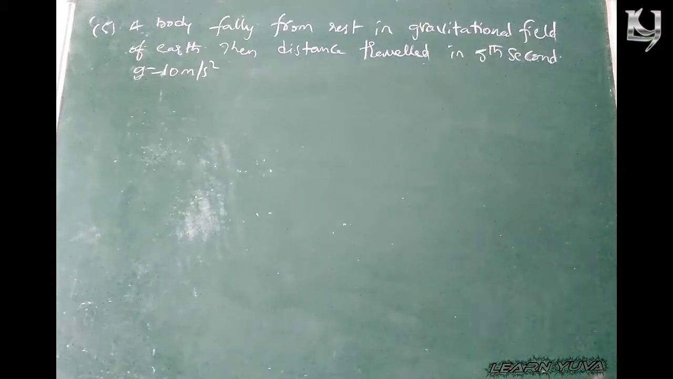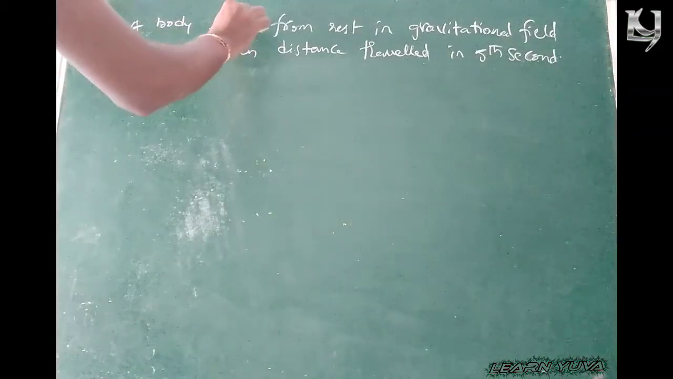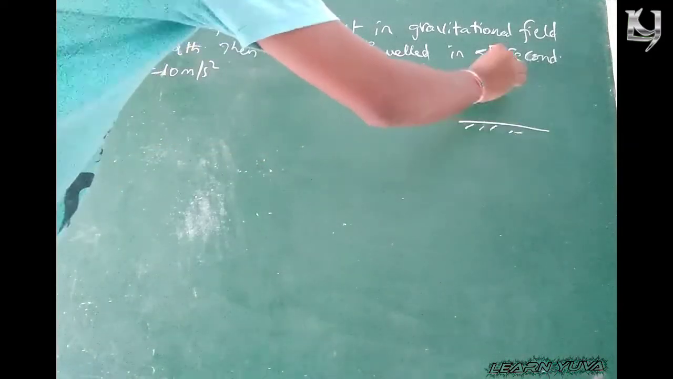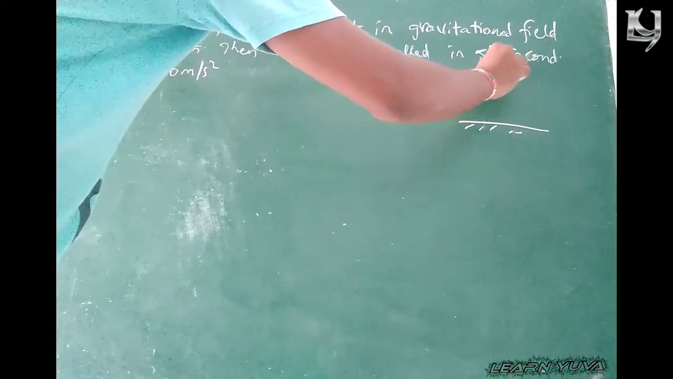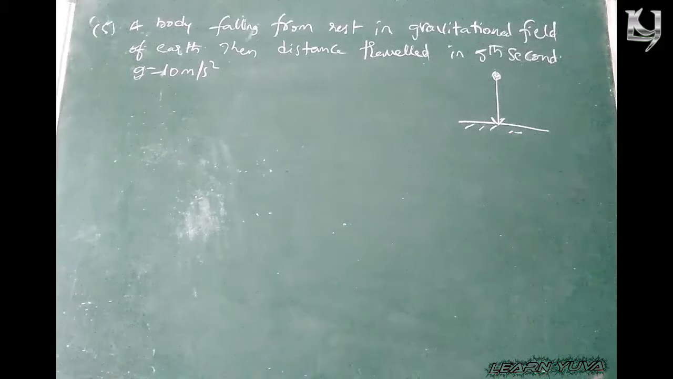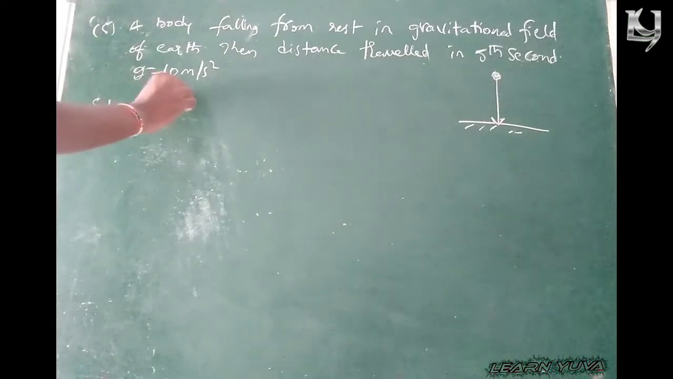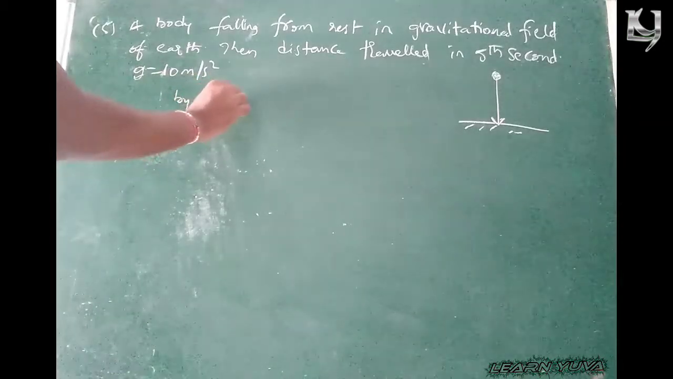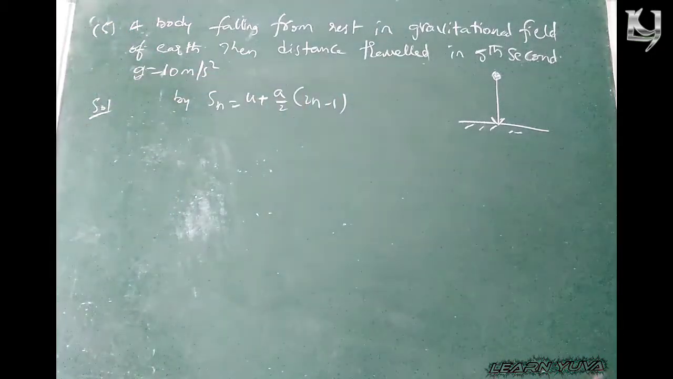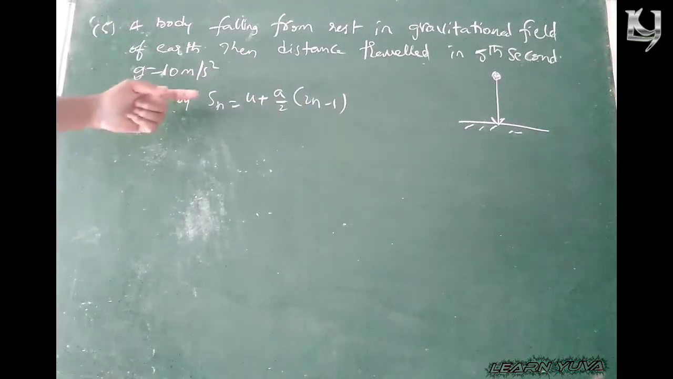A body is falling freely from rest, from the ground. The body falls freely in the gravitational field of Earth, then what is the distance traveled in the 5th second? He asked for the 5th second. Solution: Sn is equal to u plus a by 2 of 2n minus 1 formula, the distance traveled by the body in the nth second.